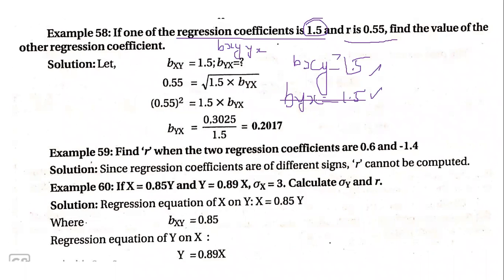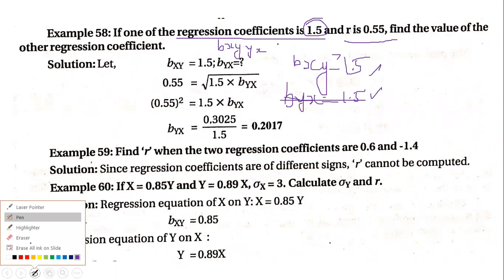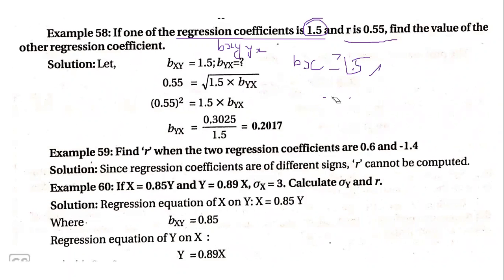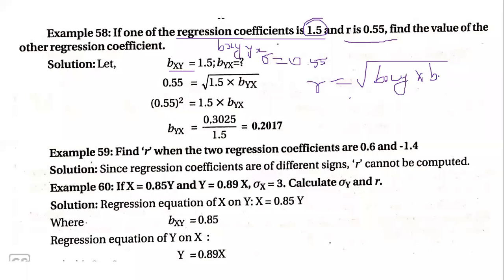Okay. If bxy is 1.5 and R is 0.55, so R, the correlation coefficient, is 0.55. We have to find the other coefficient. So here we know bxy, we know R. R is equal to 0.55. So let us find the value. So write the formula. R is equal to square root of bxy into byx.